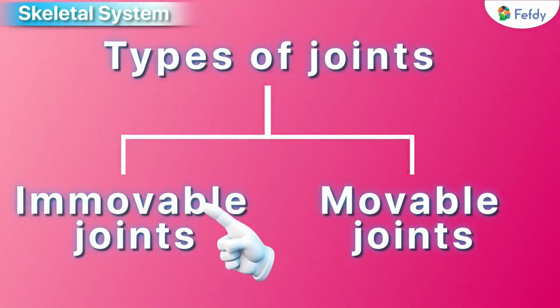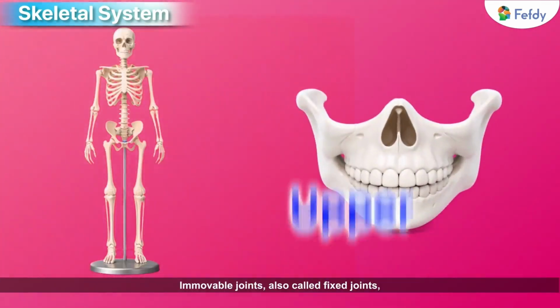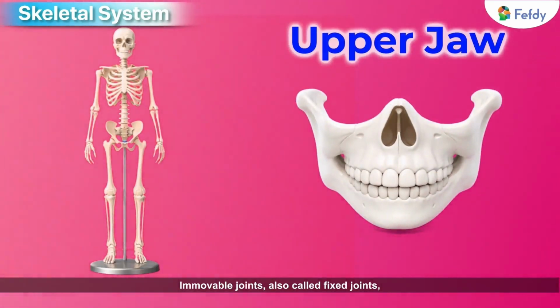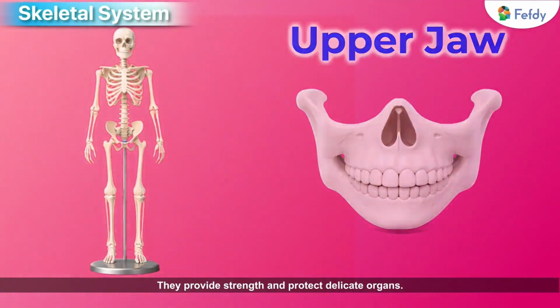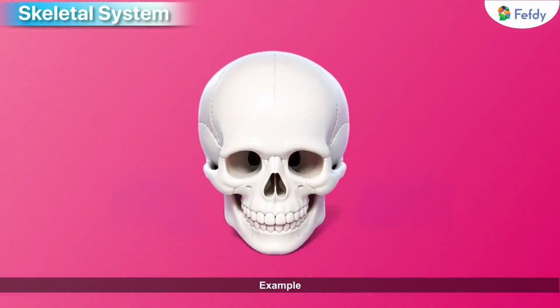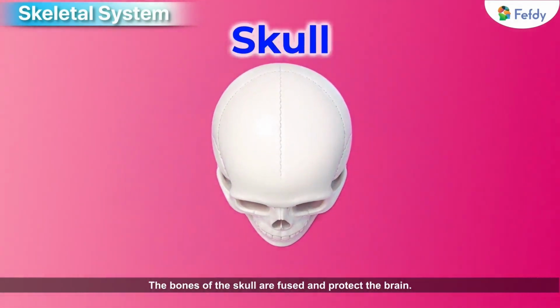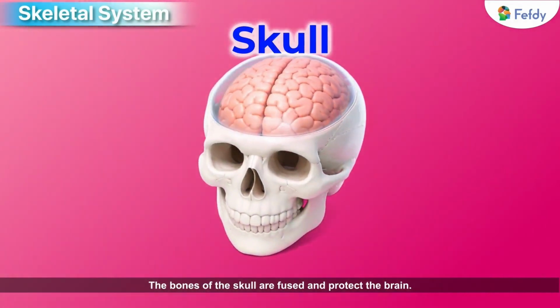Immovable joints. Immovable joints, also called fixed joints, are joints where bones are firmly joined and do not allow movement. They provide strength and protect delicate organs. Example: the bones of the skull are fused and protect the brain.